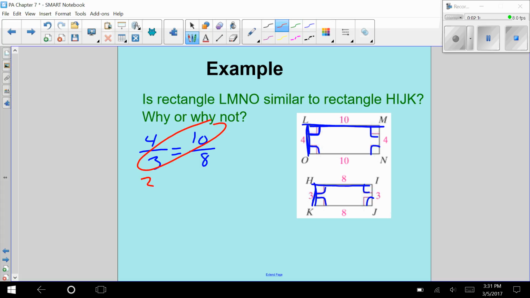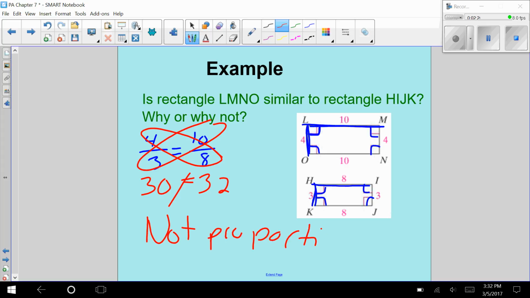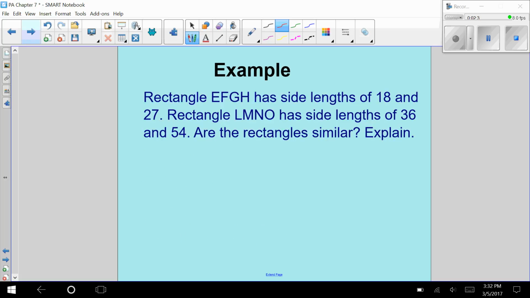3 times 10 is 30. 4 times 8 is 32. Well, those are not equal, so this is not proportional. And the reason would be because the sides are not proportional.